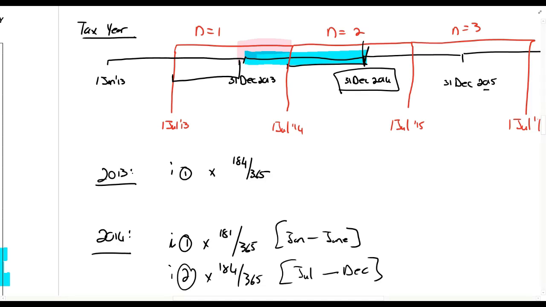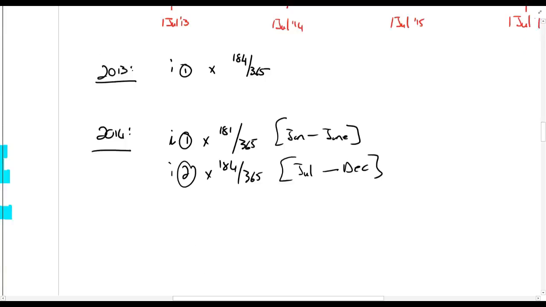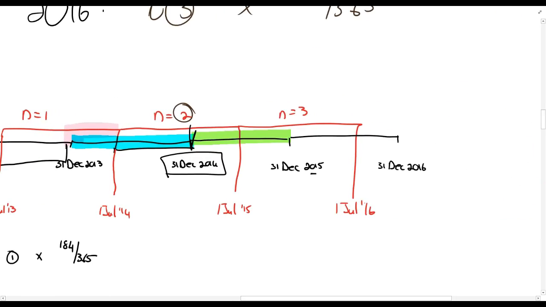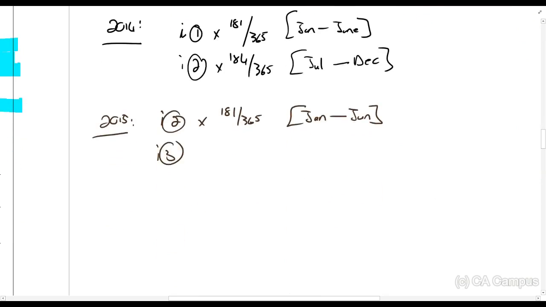Right, what happens in 2015? 2015 runs from the beginning of 2015 to the end of 2015. We have part of N2 in there. So I2 times 181 over 365, that is January to June. Then we have I3 in there. I3 runs from the 1st of July. Sorry, let me just check where I am.